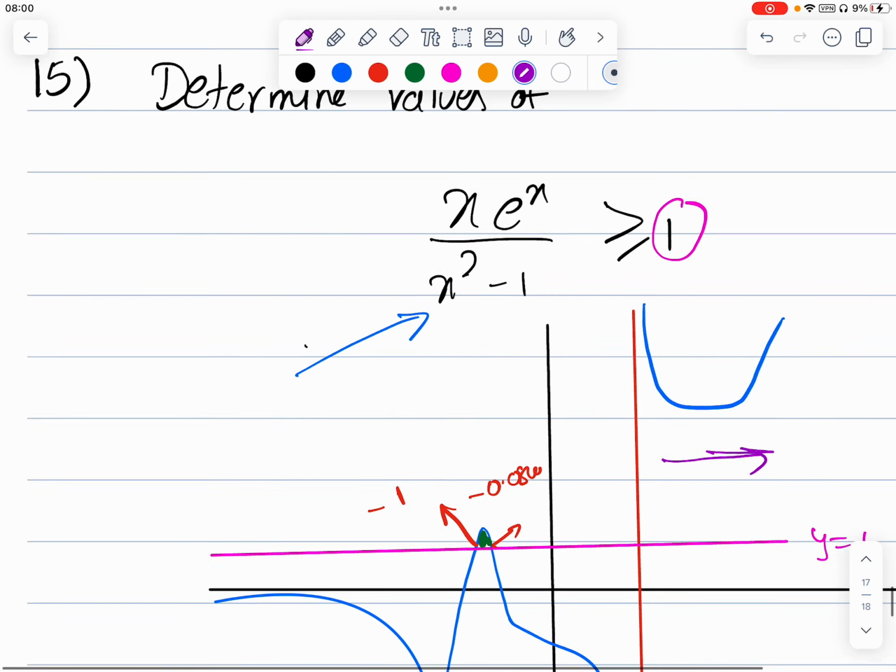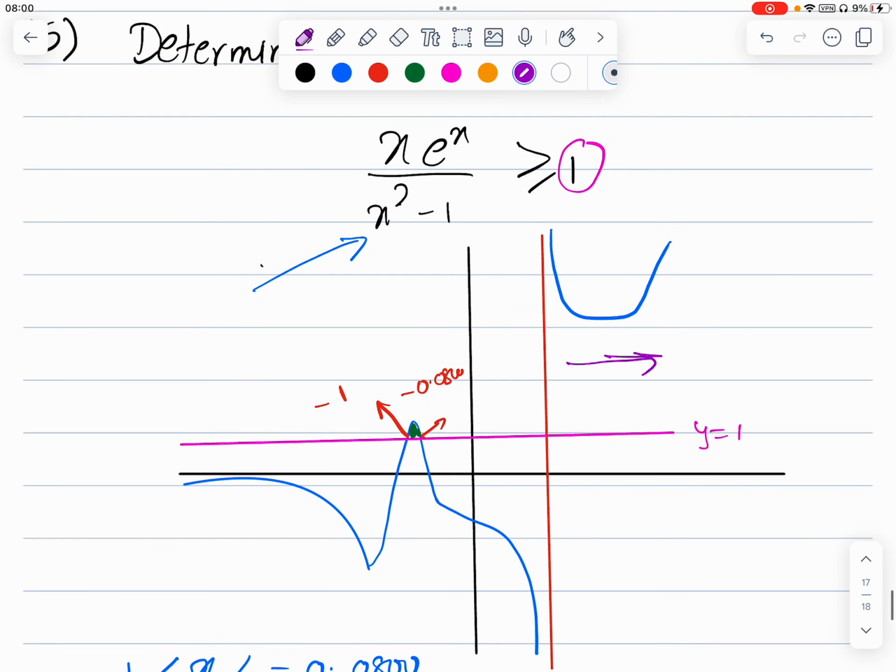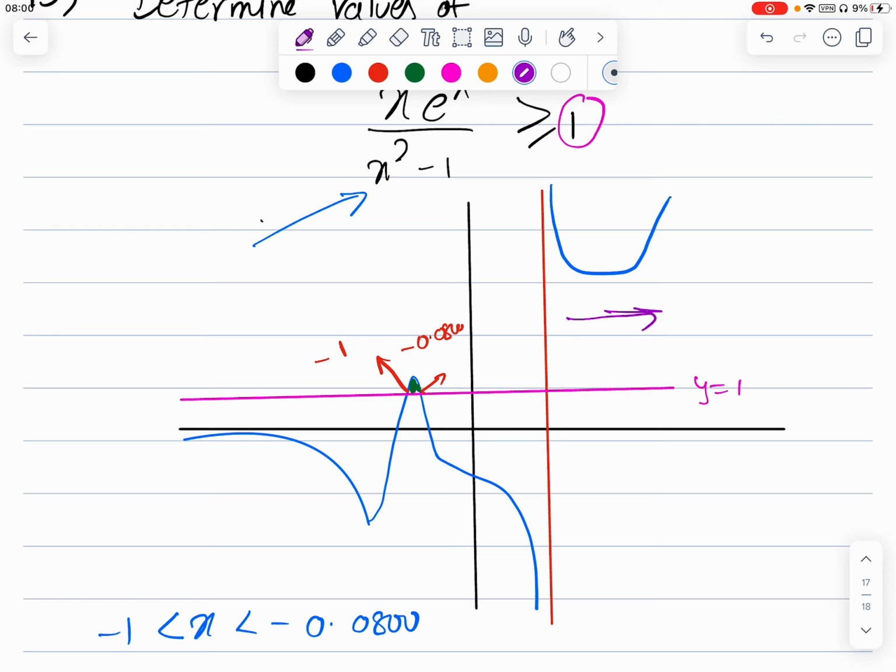So this question number 15 is purely based upon the graphing calculator. Use the graphing calculator and get the points of intersection. That will give you the answer.